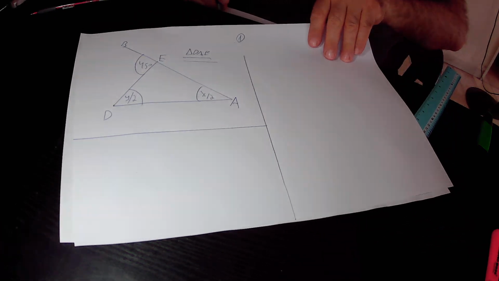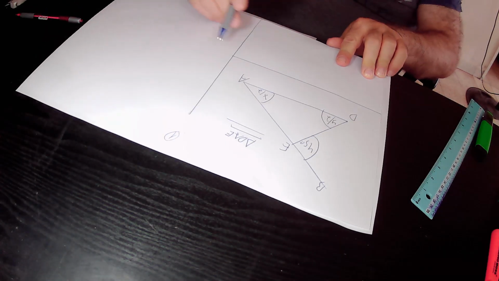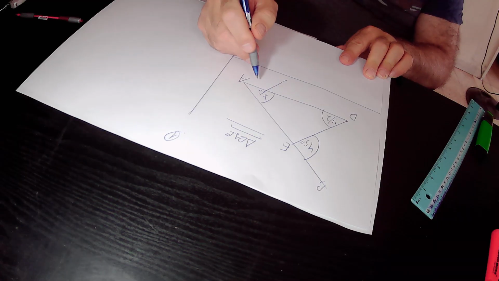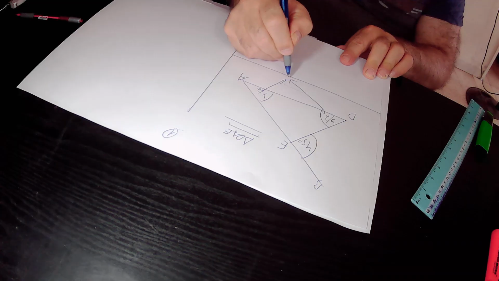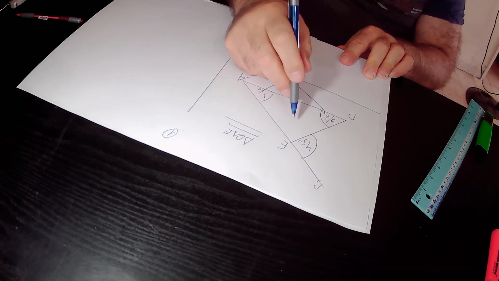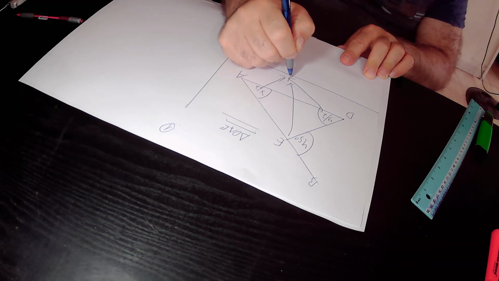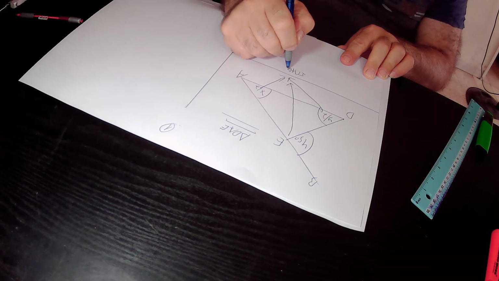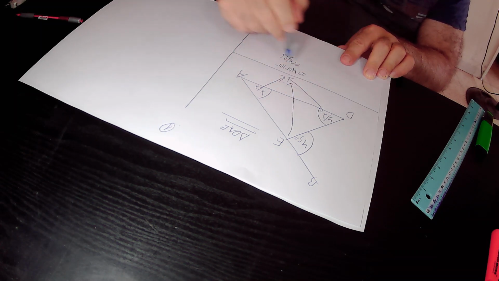So I write it down. This is angle EAD, this is angle EDA, and this is angle DEA. All those three angles are defined as the interior angles of this triangle DEA.